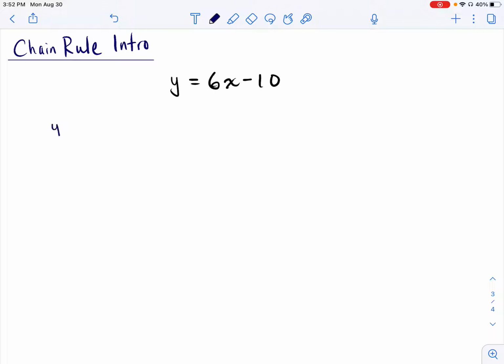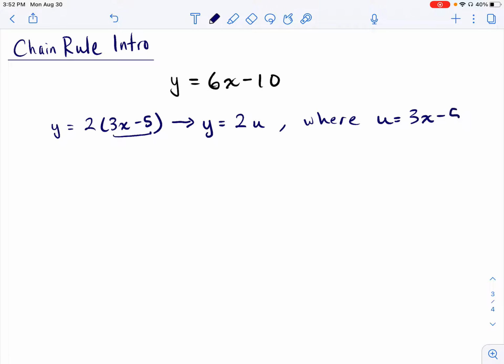Let me go ahead and rewrite this function as y is equal to 2 times (3x minus 5). All I'm doing right now is factoring out the 2 and rewriting this as a function of a function. And ask yourself, what is this inner function here, if you will? This can be thought of as y is equal to 2 times u, where u is equal to 3x minus 5. So all I'm doing right now is writing this original function as a function of u.